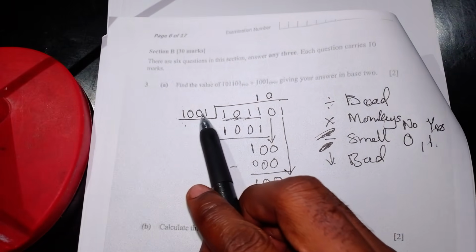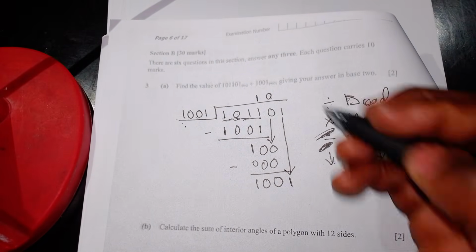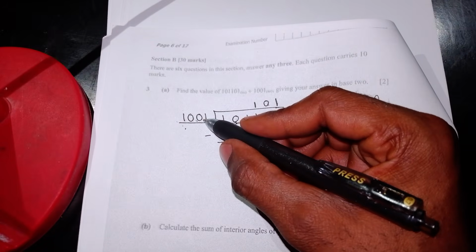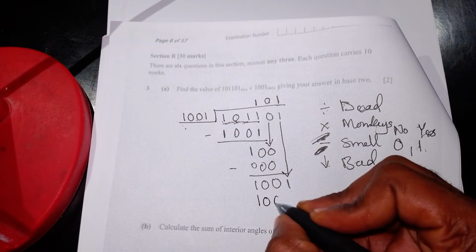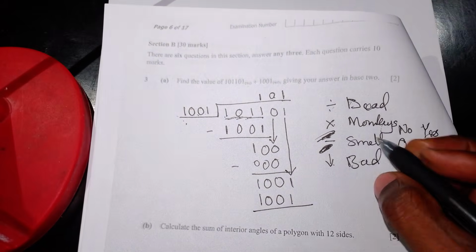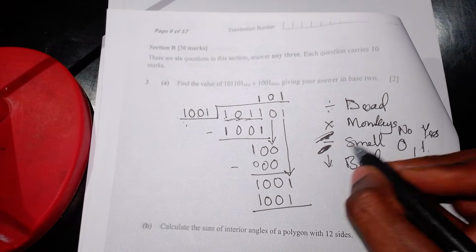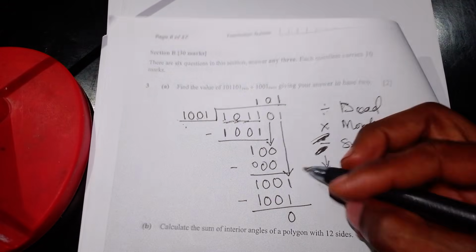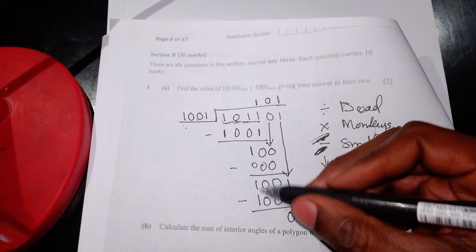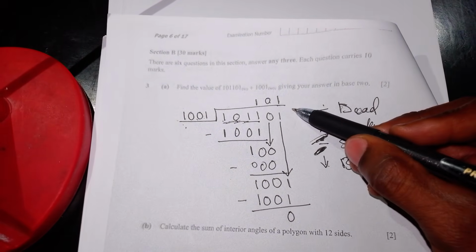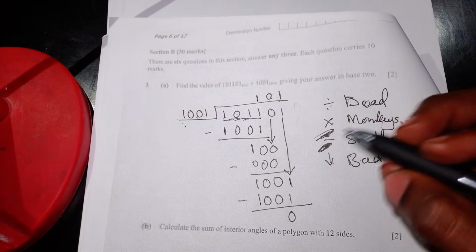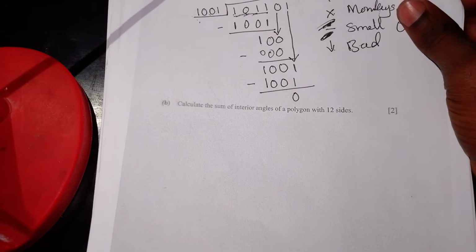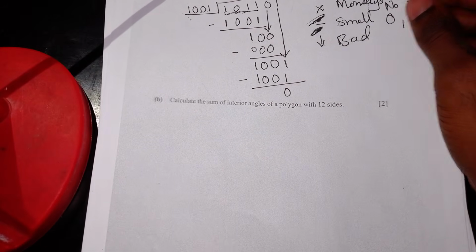And then 1001 into 1001, you have a 1. And then 1 multiplied by 1001, that's a 1001. And then after this, you can subtract. After multiplication, you can subtract. And then as you can see, this is 0, this is 0, this is 0, this is 0. Because you do not have any other number to bring down, it means you are done. So we can proceed to part B.